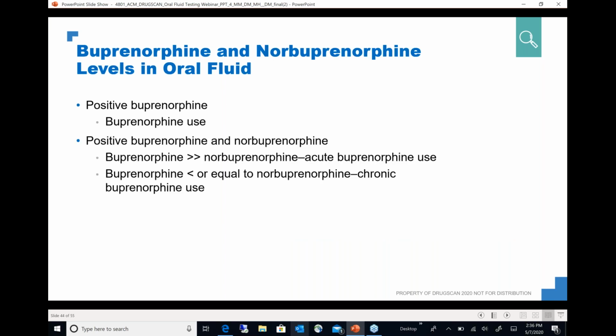Finding positive buprenorphine in oral fluid is indicative of buprenorphine use. Positive buprenorphine much greater than the norbuprenorphine indicates acute buprenorphine use. Buprenorphine less than or equal to the norbuprenorphine indicates chronic buprenorphine use.